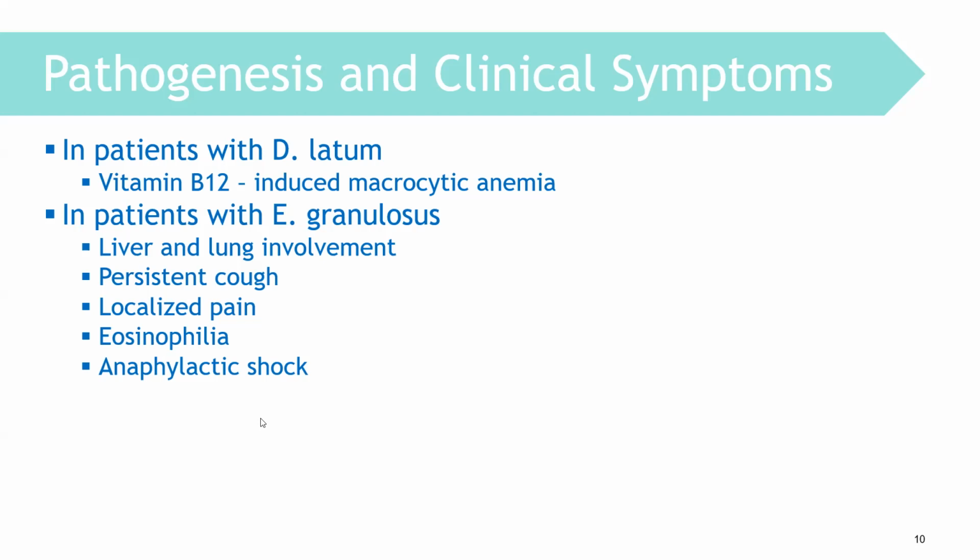vitamin B12 deficiency anemia. Now, I said a while ago that Echinococcus granulosus is an example of a parasite that is considered as an extraintestinal parasite. Thus, therefore, patients may experience liver and lung involvement, persistent cough because of the lung involvement, localized pain, eosinophilia, and anaphylactic shock as a result of allergic reaction to the antigens of our Echinococcus granulosus.